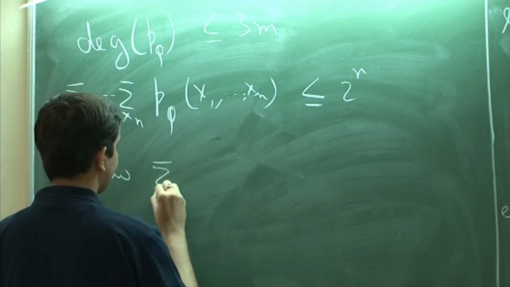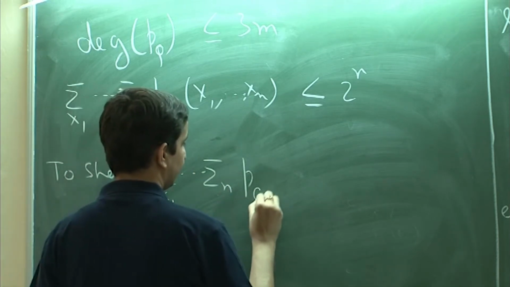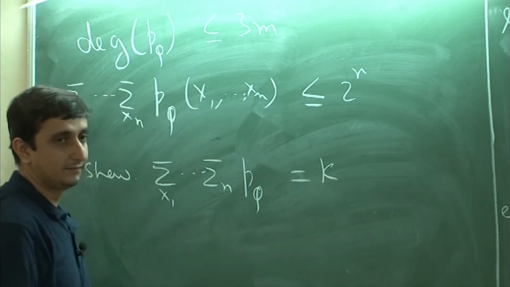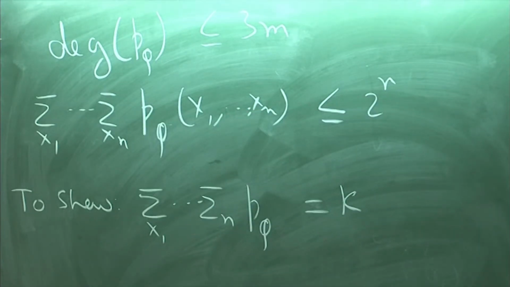So now what we have to show is that this summation, sigma over x1 through xn of p phi, is equal to k. So this is what we have to show, and the thing proceeds exactly in the same manner.